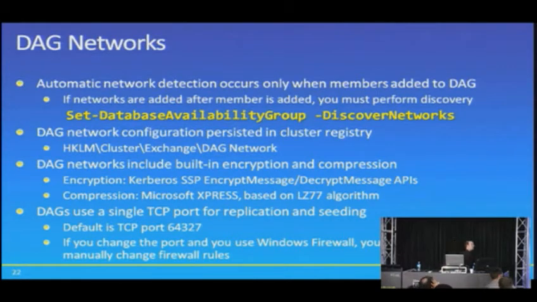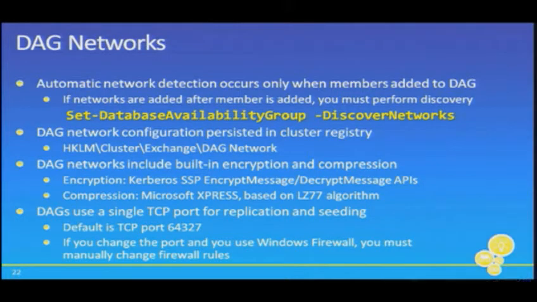Okay, some other things that you need to consider about DAG networks. I talked about the enumeration that we do. Well, that enumeration actually only takes place when you first add the server to the DAG. Okay, so let's say you've added the server to the DAG, and now you've decided to add in some extra network cards for a replication. Well, you have to go and manually tell the system to discover those new networks. Okay, and you'll use the set DAG commandlet with the discover networks parameter, and it will go and tell the cluster APIs to reinterrogate the system, find any new networks, and if appropriate, either add them to existing DAG networks or create a new DAG networks with the new subnets that you've added.